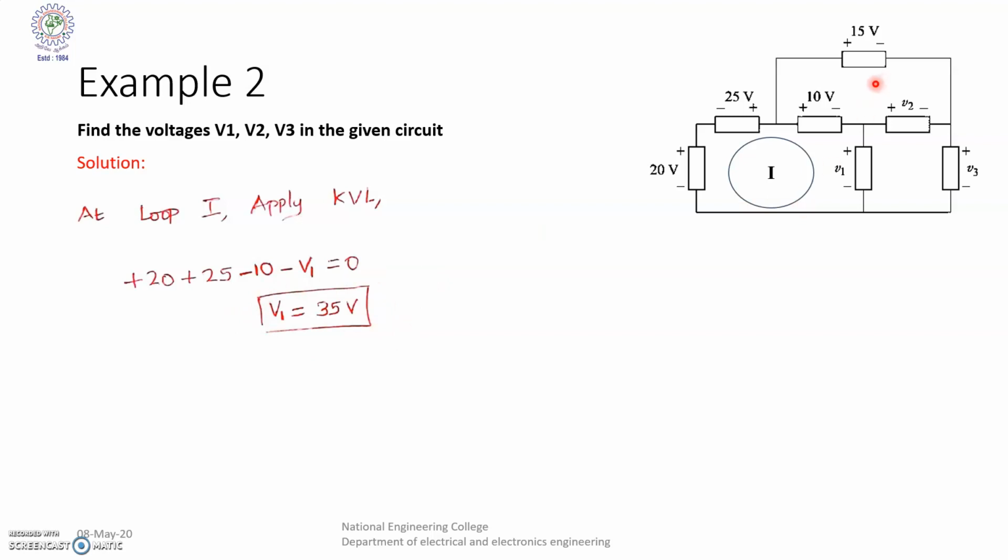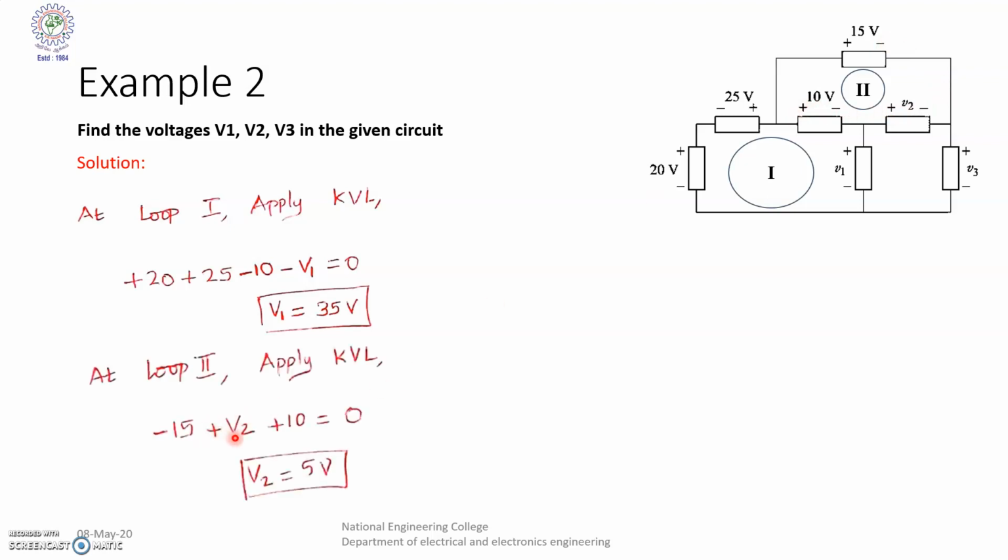Again, next one is the second loop. In this loop we can apply KVL. Current direction is clockwise. So minus V2 minus 15 plus V2 plus 10 is equal to 0, and the answer will be V2 is equal to 5 volt.